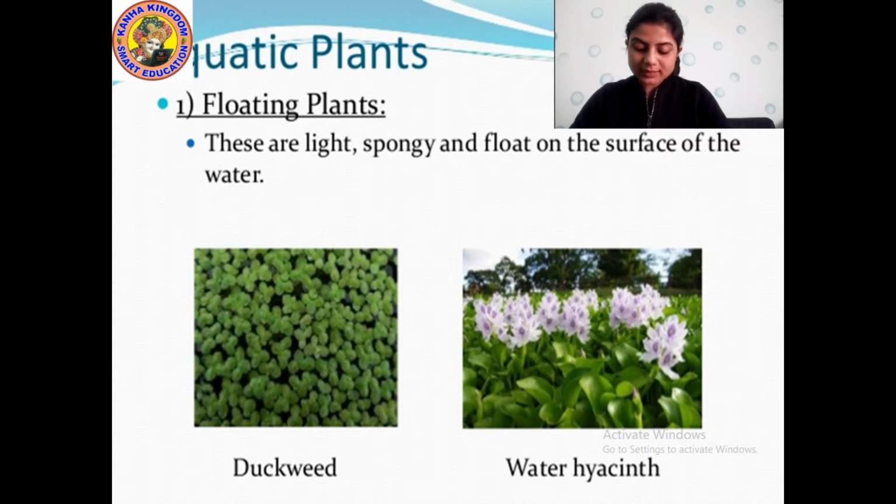Okay. Now what are floating plants? Stems of floating plants are light and spongy so that they can float on water. Duckweed and hyacinth are examples of floating plants. Now what are floating plants? These are the plants which are very light in weight. They are not heavy. Okay, have you seen a sponge? If you dip it inside the water, it floats on the water. Yes or no? It floats on the water.